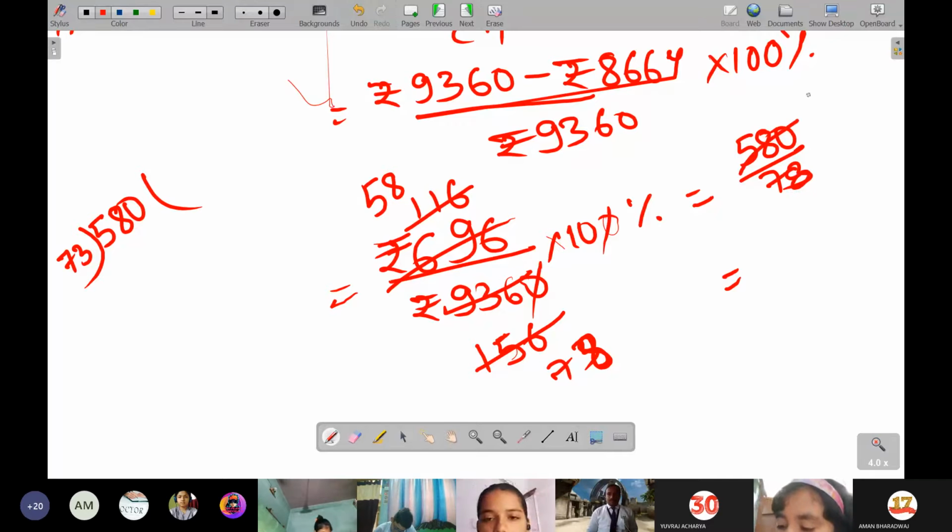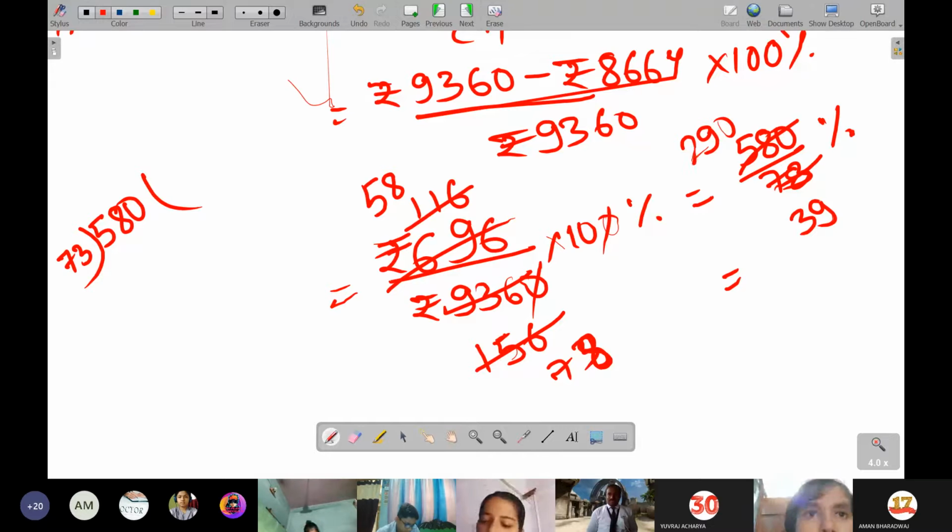It will become how much? 580 was there. So that will become how much? 2 and 9, 0. By here it will become how much? 78 will become 35, and then after 39. Now these two will not be cancelled. So 290 divided by 39.